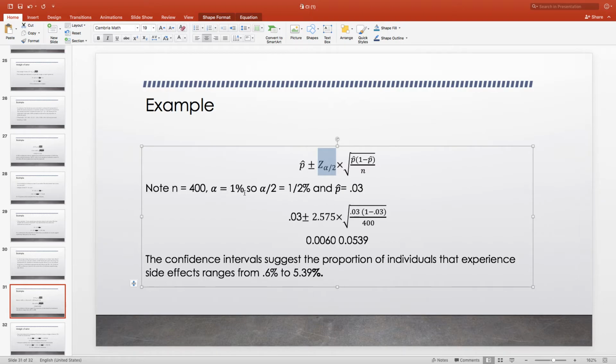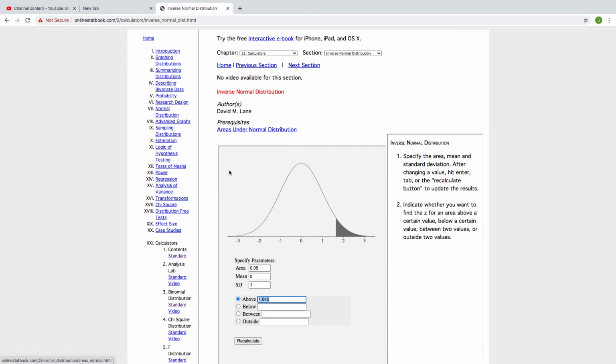And alpha, we want a 99% confidence interval, so 1 minus alpha has to be equal to 99%. Alpha has to be 1%, and alpha over 2, therefore, is 0.5% or 0.005. We're going to use that same online calculator to determine what z of alpha over 2 is. Okay, so let's go to it. I want not 0.05, but I want 0.5%.